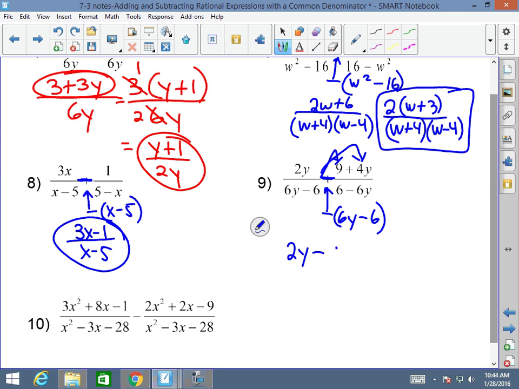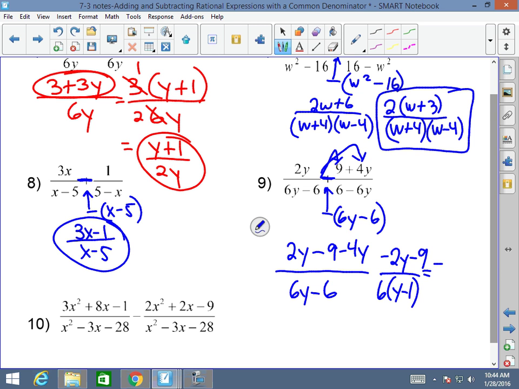So this is minus 9 minus 4y over 6y minus 6. Let's clean it up and factor. This is now negative 2y minus 9 over 6 times y minus 1. This comes out to be negative 2y plus 9 over 6 times y minus 1.